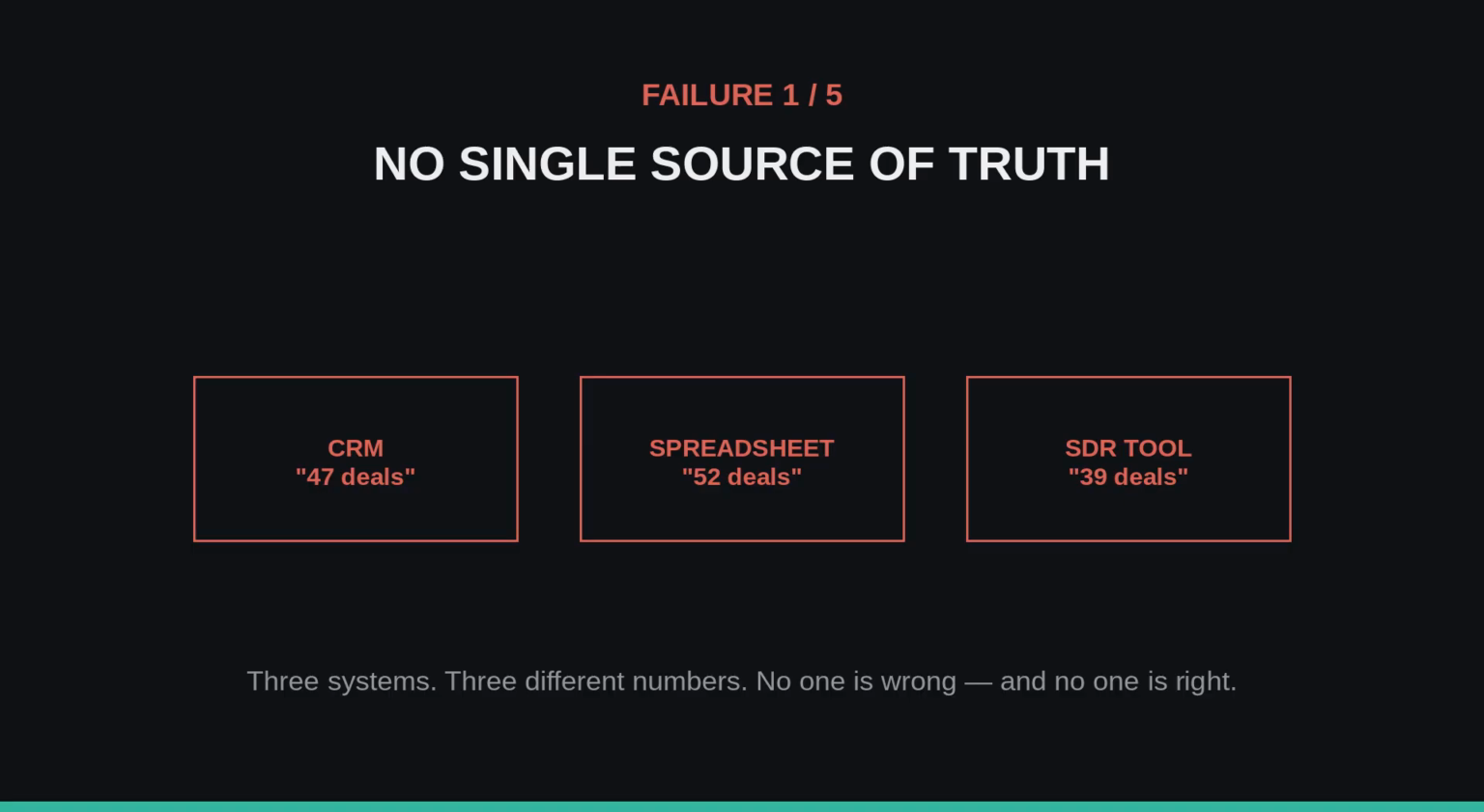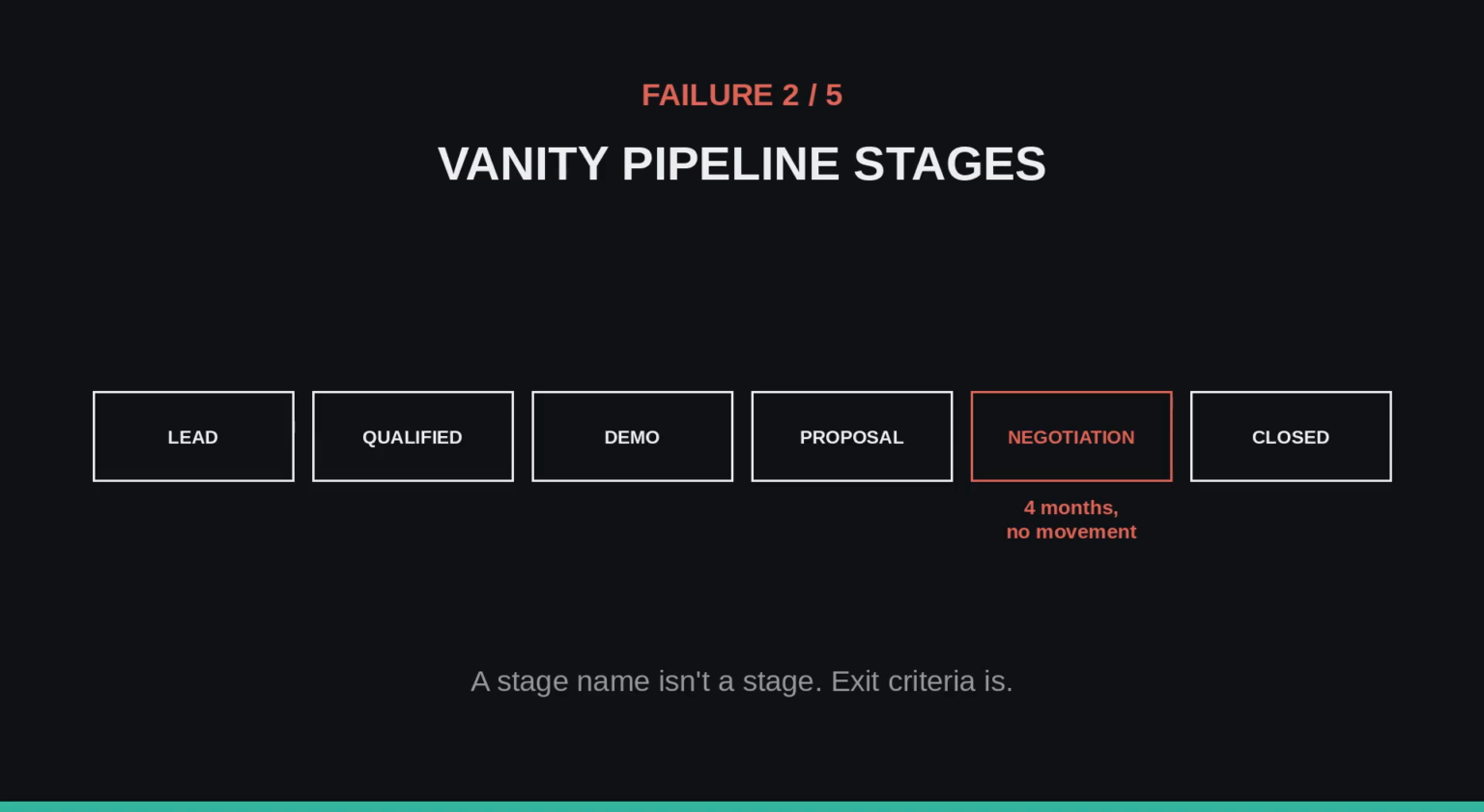Failure 1. No single source of truth. Leads live in the CRM, but also in a spreadsheet that the SDR team trusts more. The same company gets created as 3 different accounts. Nobody agrees which number is real, and in the next executive meeting, sales says one pipeline number, finance says another. This isn't a data entry problem, it's a design problem. If there is more than one place a rep can enter a lead, you will always end up with more than one truth.